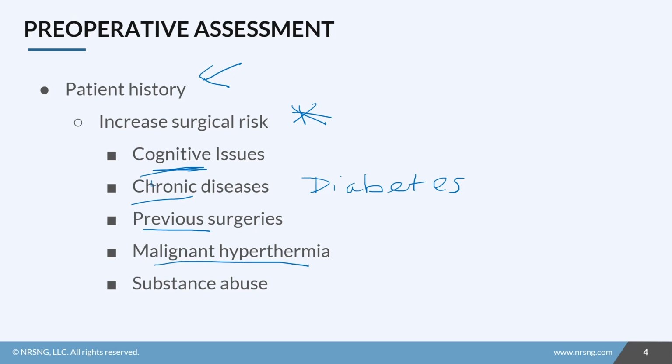If the patient has a history with substance abuse issues, maybe smoking, alcohol, drugs, all these things can delay healing times. They can create breathing issues during surgery and also increase the anesthesia needs. So those are important to assess. Be sure you check out the lessons that we have on the different types of anesthesia for more information.